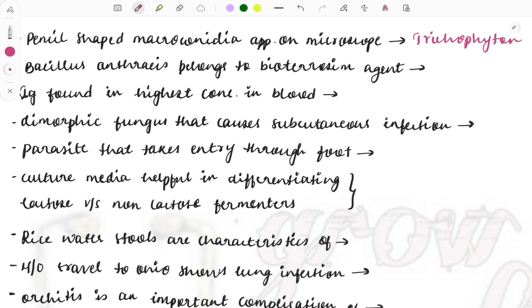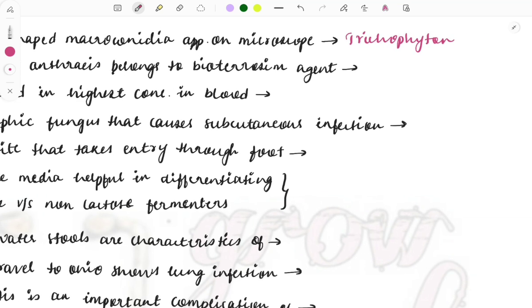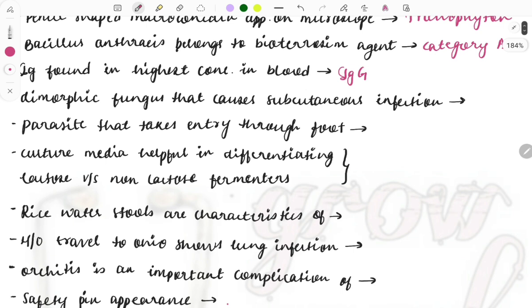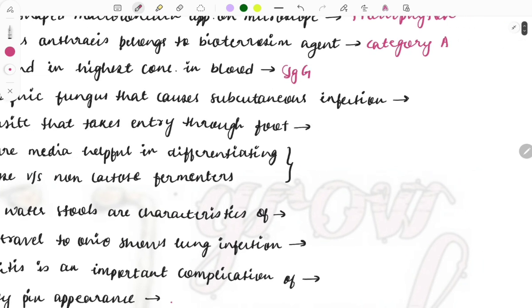Then Bacillus anthracis belongs to which bioterrorism agent category? Category A. Then the next question: the immunoglobulin found in highest concentration in the blood is immunoglobulin G. Dimorphic fungi that causes subcutaneous infection is Sporothrix.